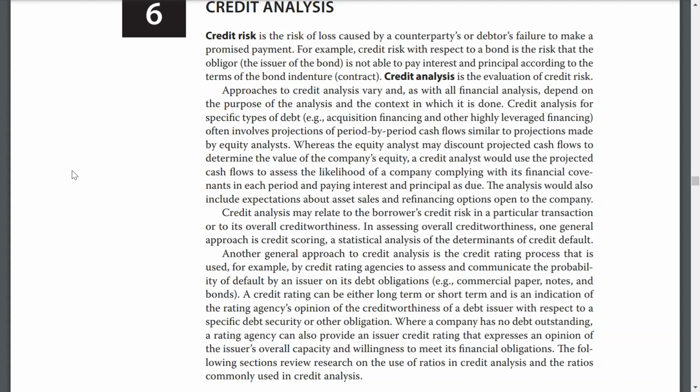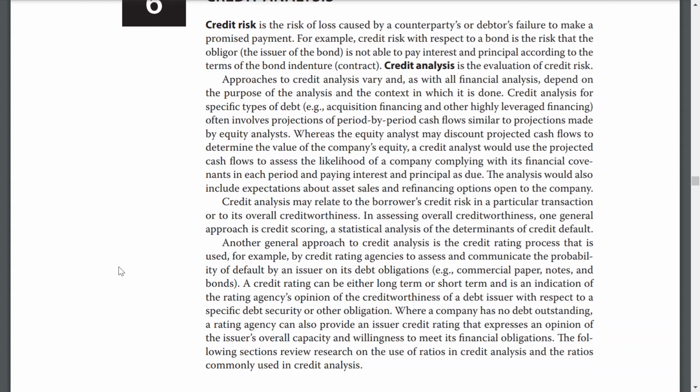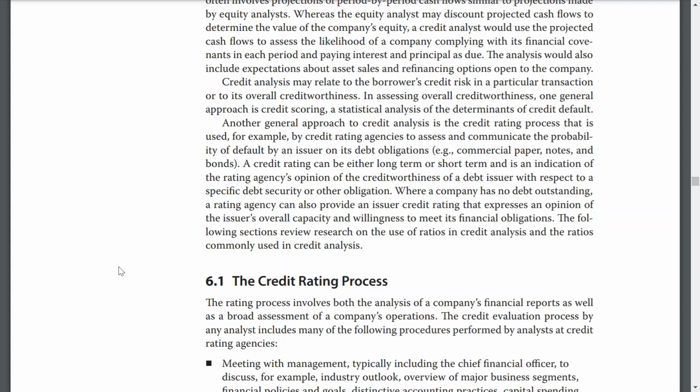A credit rating can be either long-term or short-term and is an indication of a rating agency's opinion of the creditworthiness of the debt issuer with respect to specific debt securities or other obligations. When a company has no outstanding rated debt, a rating agency can also provide an issuer credit rating, which expresses an opinion of the issuer's overall capacity and willingness to meet financial obligations. The following section reviews research on the use of ratios in credit analysis and the ratios commonly used in credit analysis.